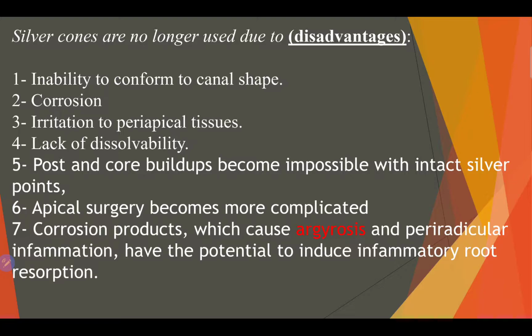Corrosion products cause argyrosis. What's the meaning of argyrosis? That means the byproducts of the corrosion products make a persistent stain in the tooth and the surrounding structure of the tooth. So this persistent stain will be in the tooth structure and in the periapical area, and thus make periapical inflammation and induce resorption.